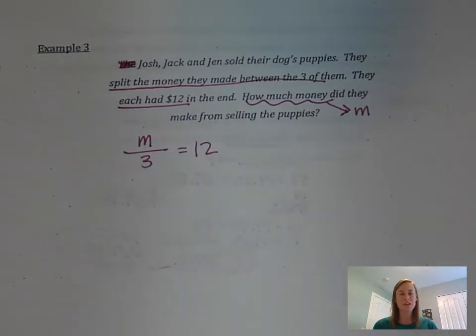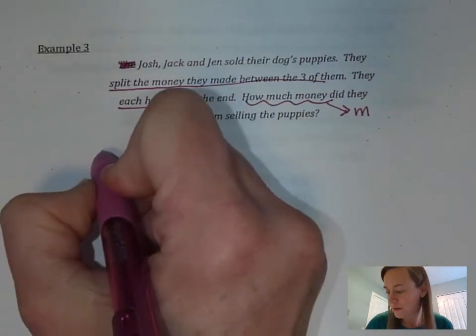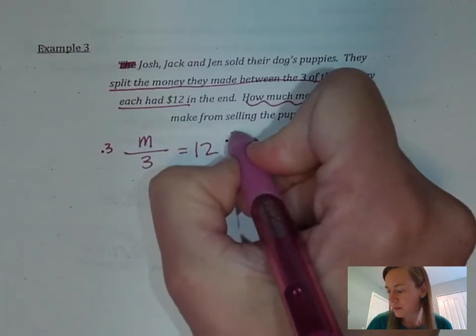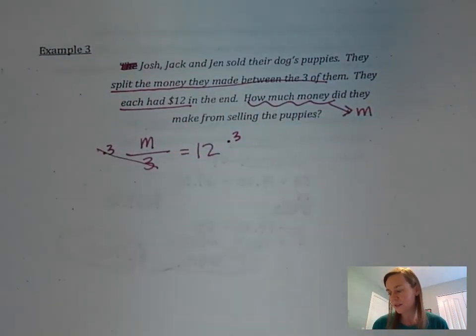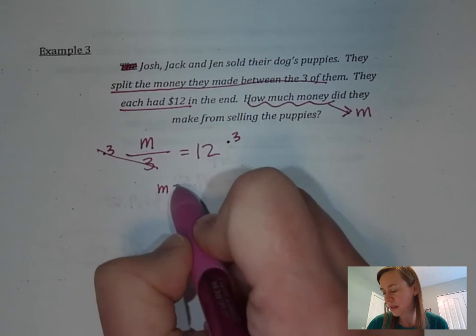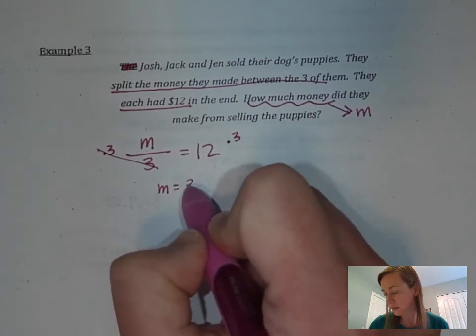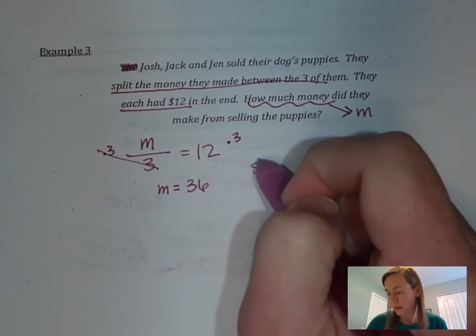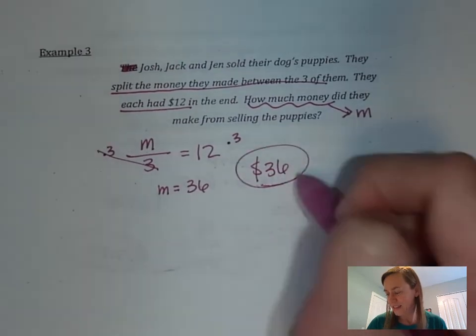How do we get rid of the 3? We're going to multiply through times 3 on both sides. This one cancels, and you're going to be left with M equals 36. So we believe our final answer is $36.